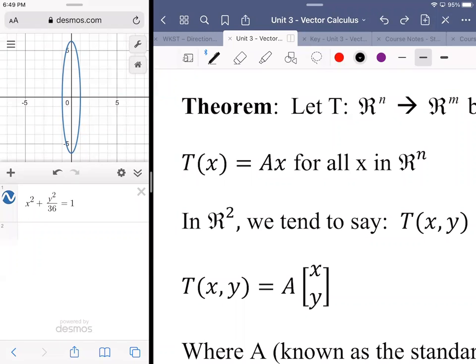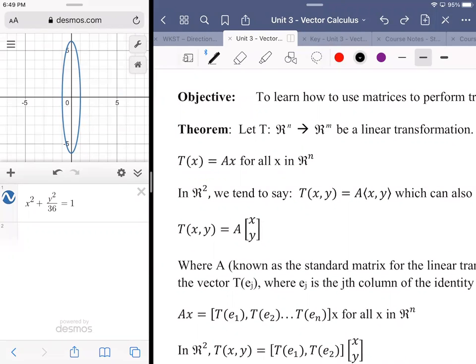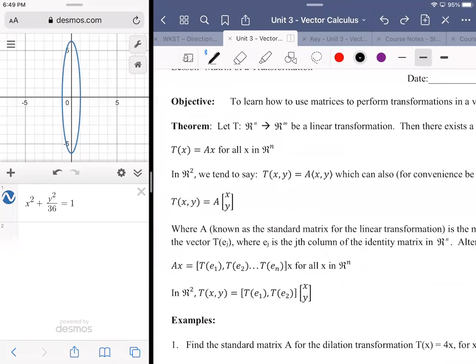So in R2, we tend to say that T of (x, y) is equal to the product of A and the vector (x, y), which can also, for convenience, be written as a column vector. And I say convenience loosely here, because in this course we've used one vector notation, but in linear algebra, we use this one. So instead of writing it as a row vector, we'll write it as a column vector to facilitate the act of matrix multiplication. It makes it a little easier to go through that process. There's schools of thought either way, but most people adhere to this convention.